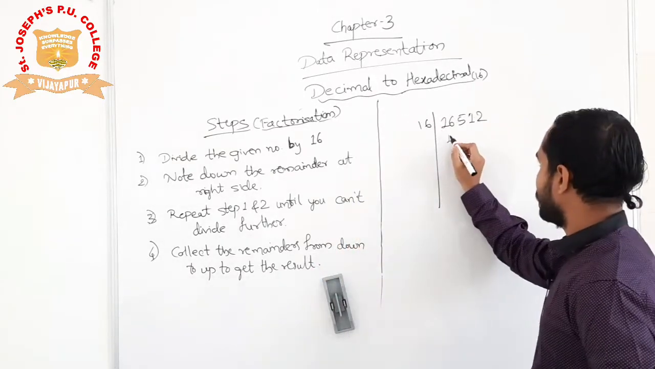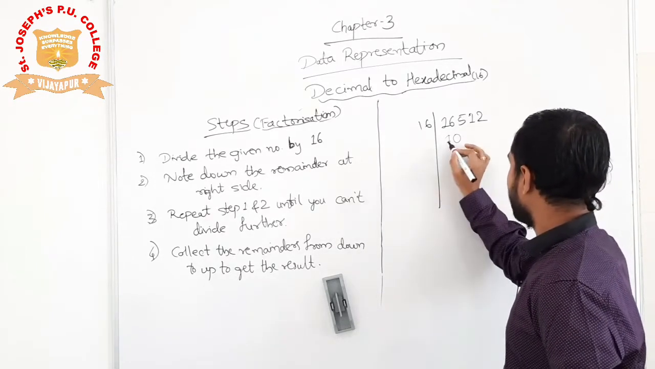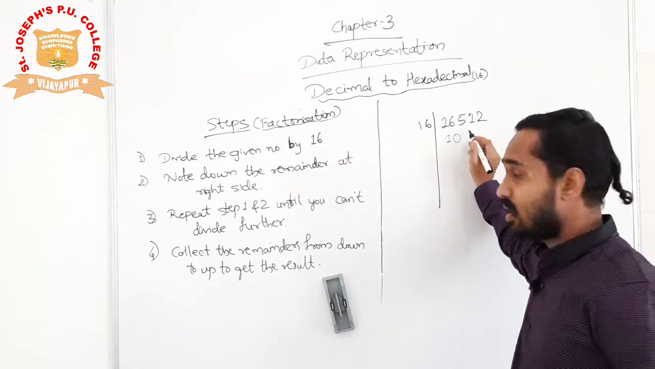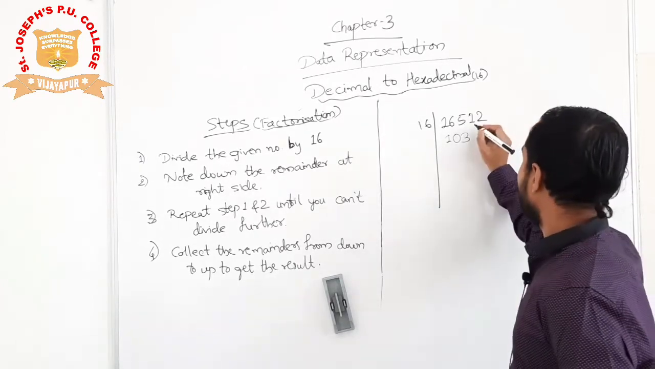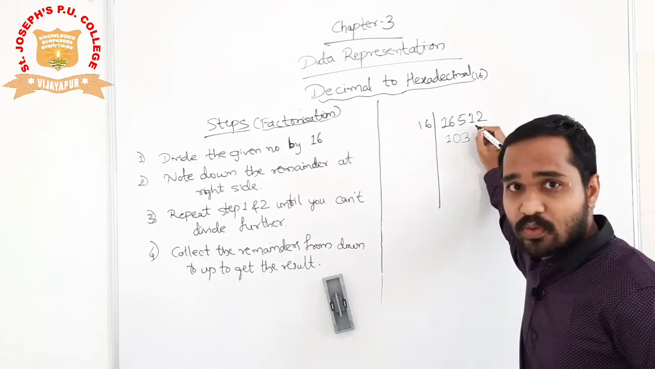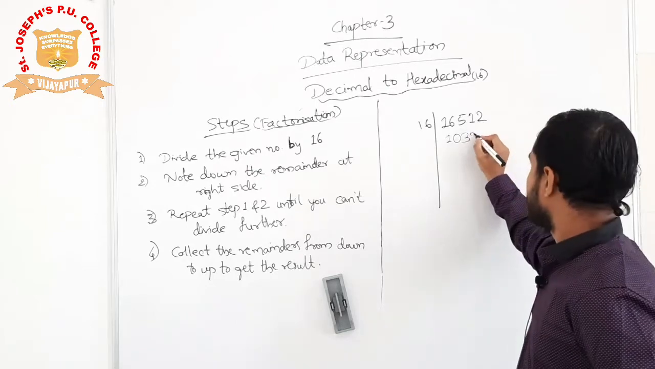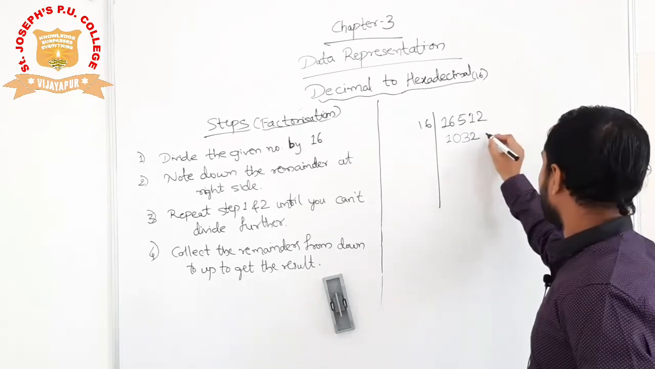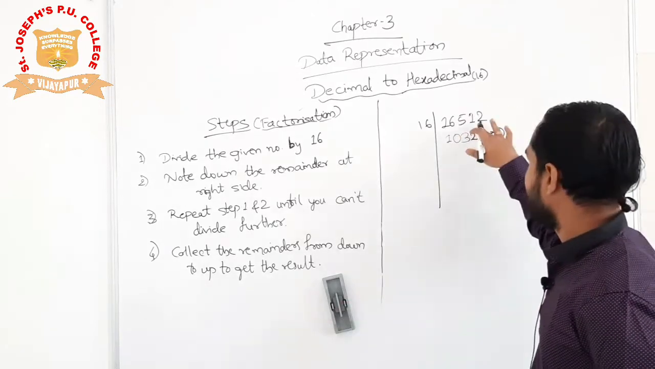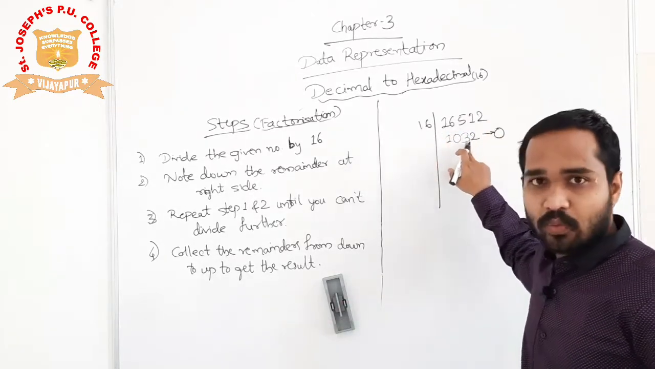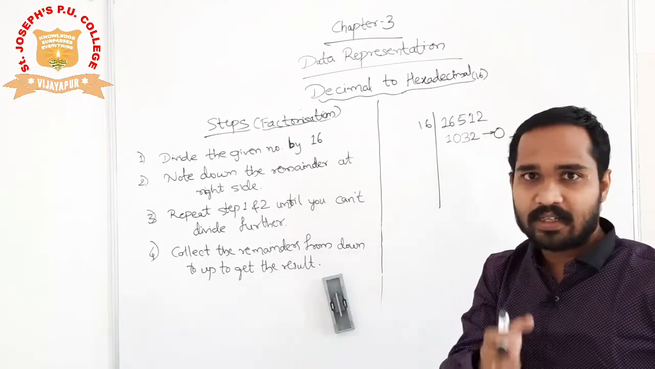16 ones are 16. Then 5 you can't take, so 0 you are taking. Then 51. 16 threes are 48. What's remaining? 32 is remaining. 16 twos are 32. Then 0 is the remainder. Am I right with this? 16,512, when you divide by 16, you get 1032 as the quotient, and 0 is the remainder. You can please divide it and see.